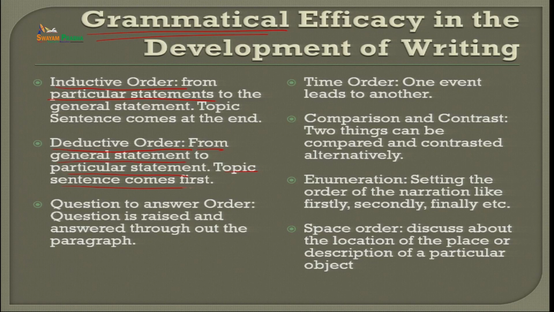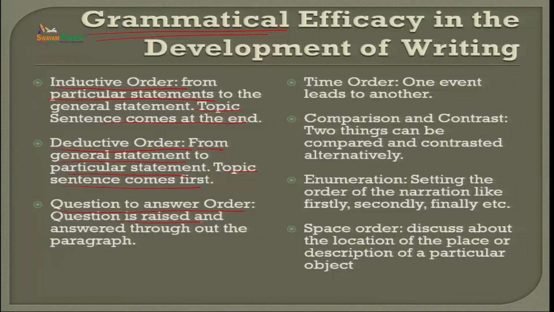Topic sentences in this come at the first position, remember, whereas in inductive order topic sentences come at the end. Then there is question-answer order. That means, like, are you ready to bring about a change in your system? You begin with this sentence, put a question mark after that and start writing the paragraph about the topic that you are going to start. You are raising a question, trying to invite the readers' thought. So the question is raised and answered throughout the paragraph. This is again a best way of making your paragraph more interesting, more appealing.